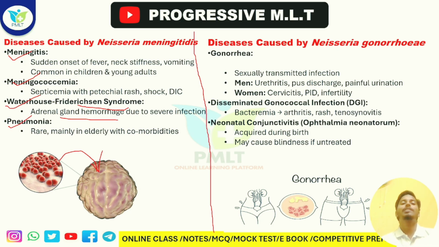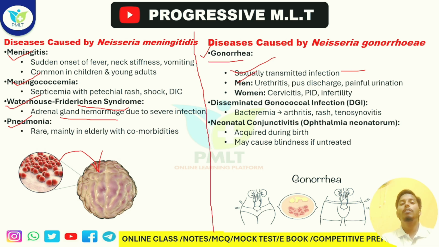Getting my point? So that it's called Neisseria meningitidis. Now we are coming to the disease caused by Neisseria gonorrhoeae. They basically cause gonorrhea. Please keep in mind that it is a sexually transmitted infection.